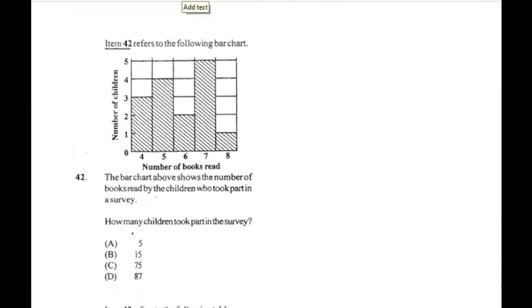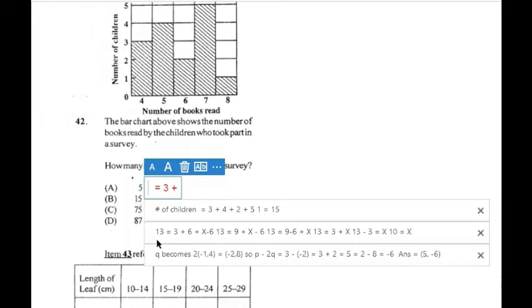42. The bar chart above shows the number of books read by the children who took part in a survey. How many children took part in the survey? So always remember, guys, you're not counting the bars to say 1, 2, 3, 4, 5. That's not it. You will be looking at what number of children the bars correspond with, on the y-axis. So it will be equal to 3 plus 4 plus 2 plus 5 plus 1, and that would be equal to 15. So our answer for 42 is B.